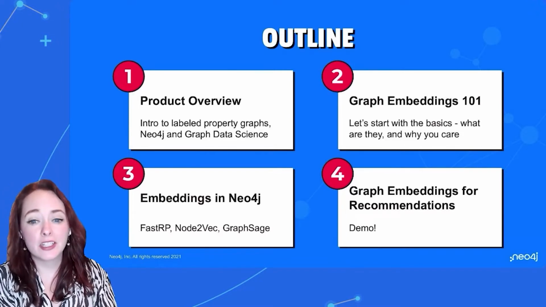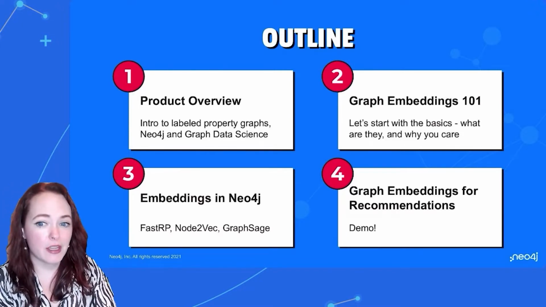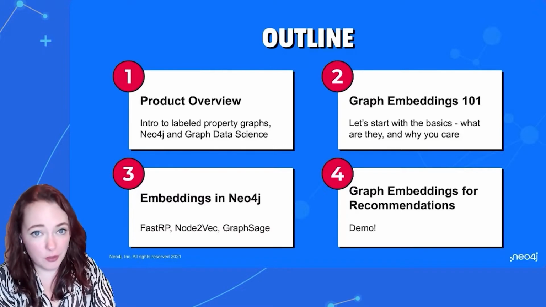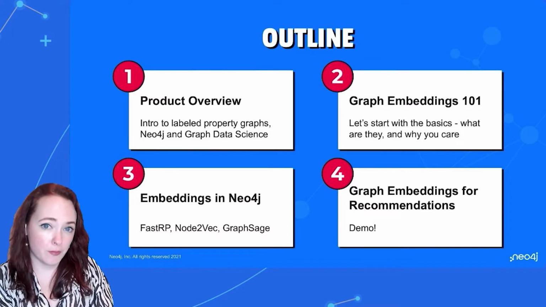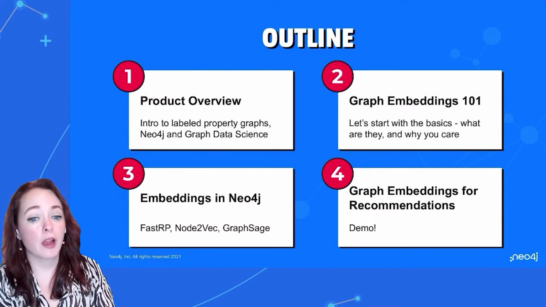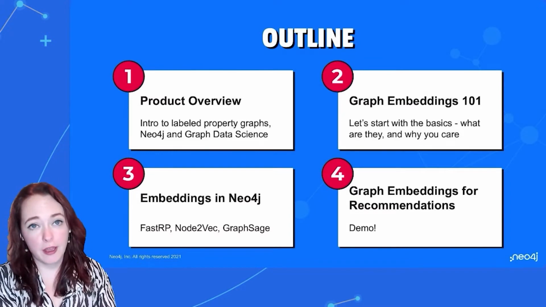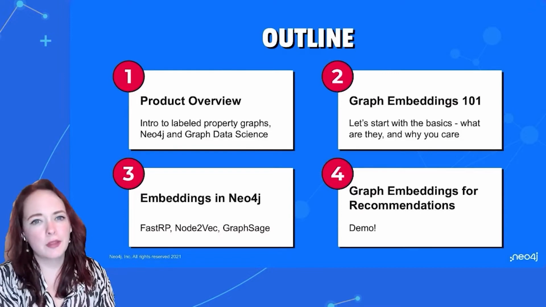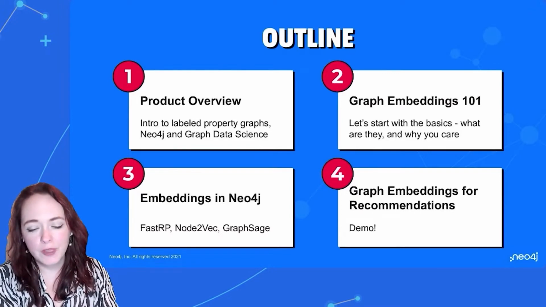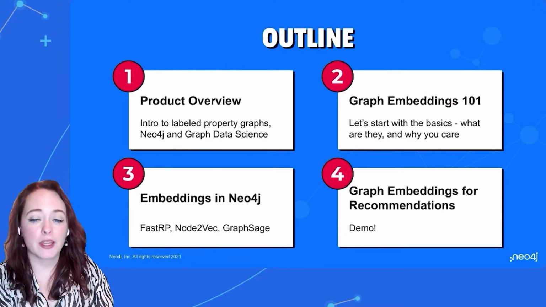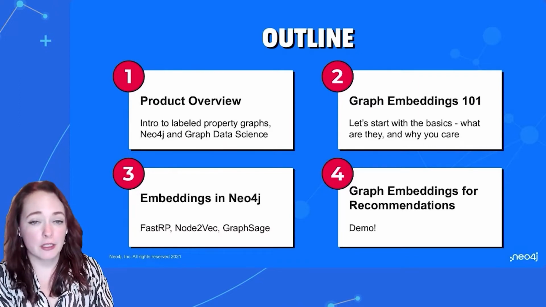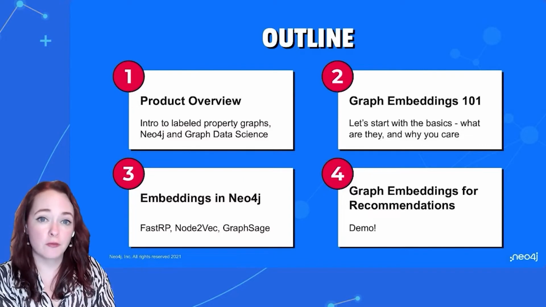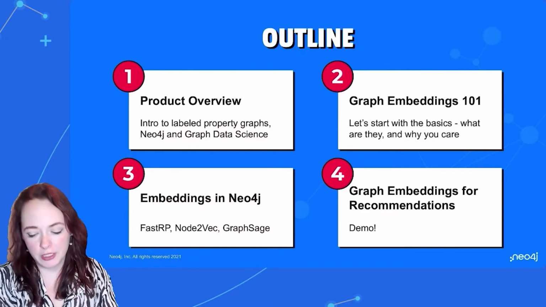The second section is going to be about graph embeddings. Let's start from the basics. What are they? What are they useful for? And why should you care? Then we're going to talk about graph embeddings in Neo4j, the techniques we offer, how they work, and what they encode. And then finally, we're going to move on to a really fun demo, generating some graph embeddings in Neo4j and using those for real-time recommendations.